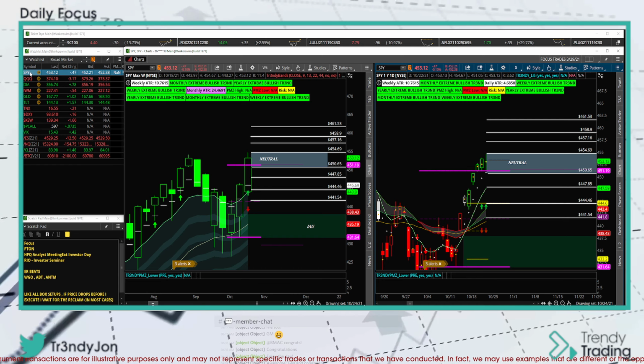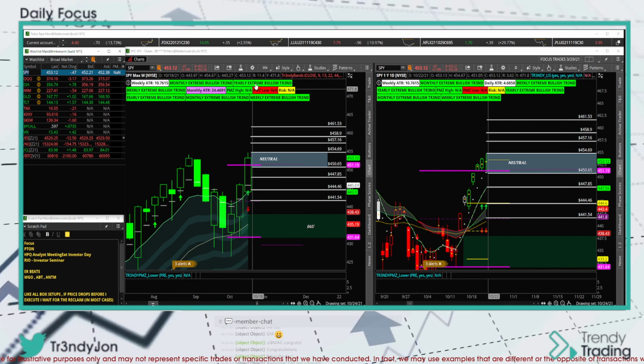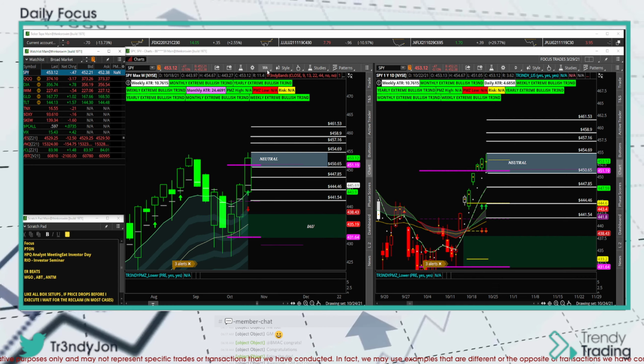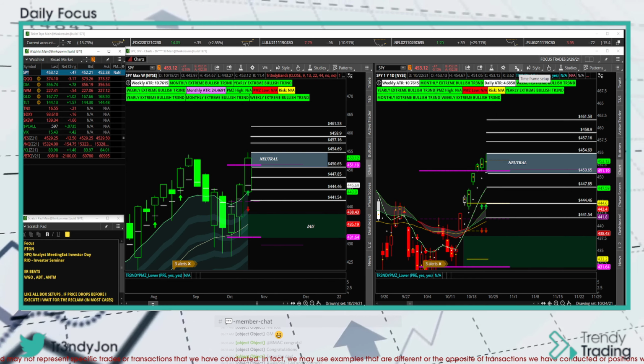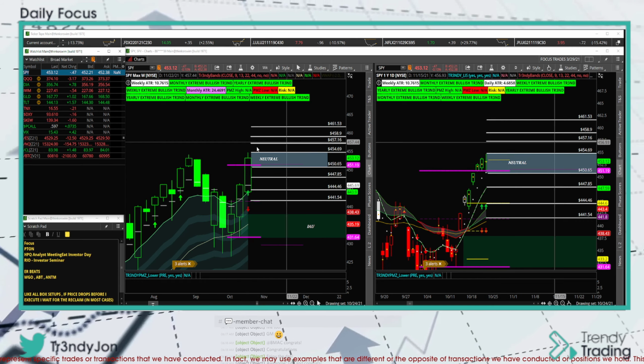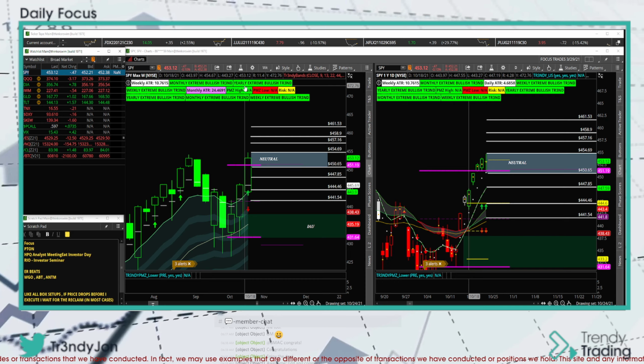Let's go ahead and get started with our SPY. So on the left side, just to orient you with these charts, we have the weekly on the left, and on the right hand side, we have the daily. What we're looking at here are my banners. All of these are proprietary to Trendy Trading.